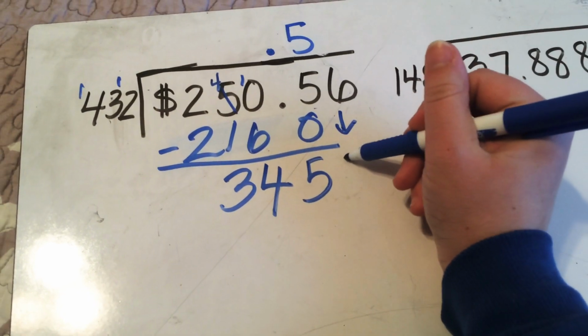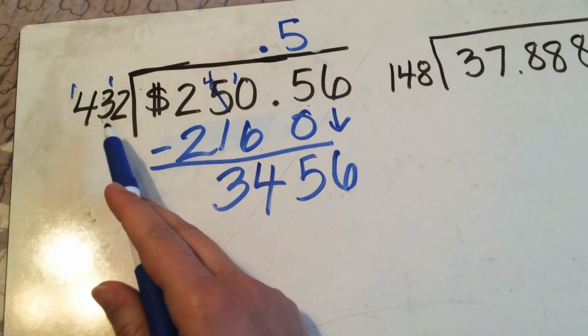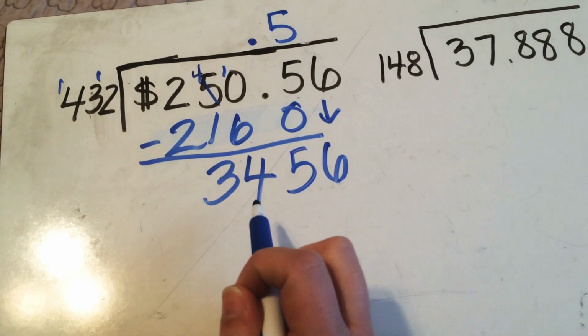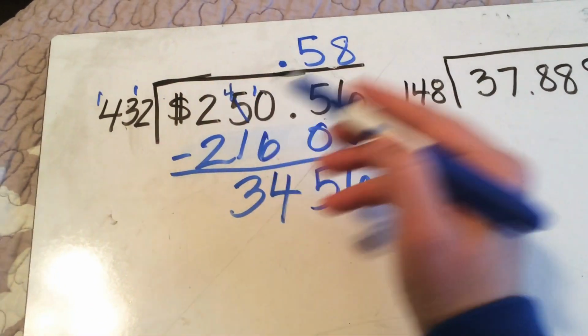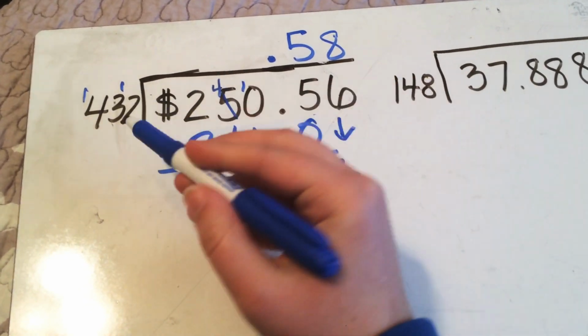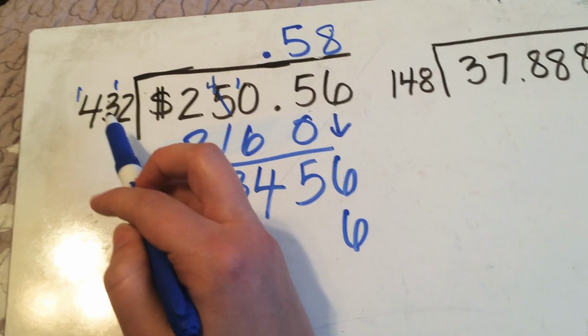Let's bring down my 6. And 4 goes into 34. Let's do 8 times. Give it a go. 8 times 2 is 16. Looking good. Carry my 1. I'm just going to use that. 8 times 3 is 24.